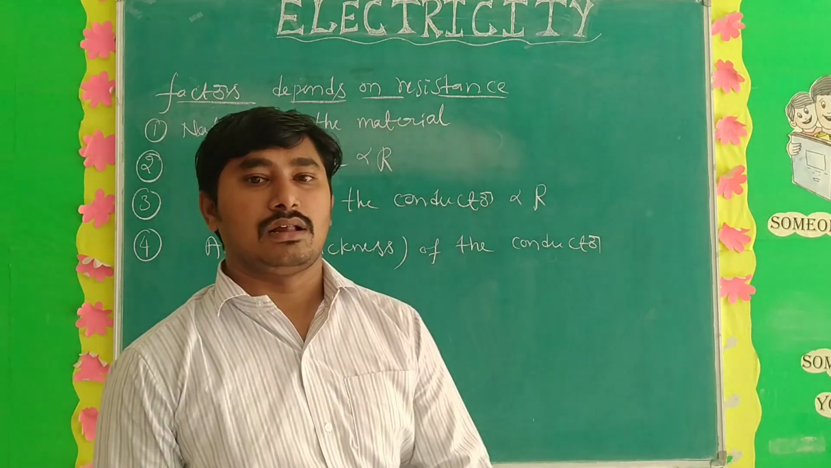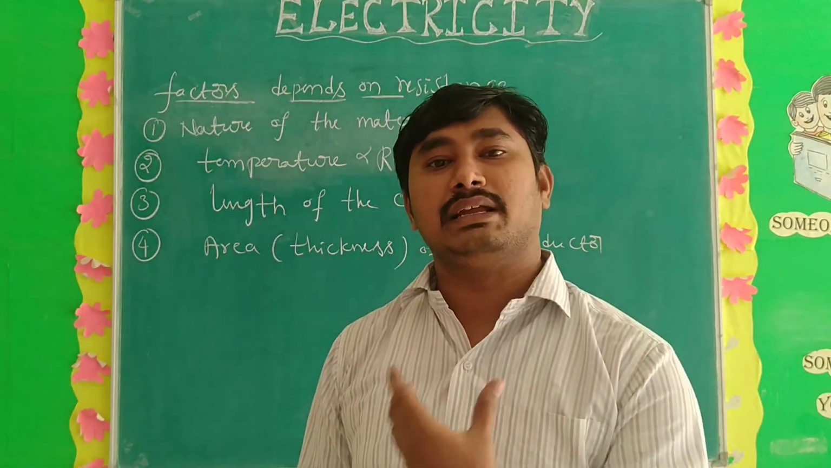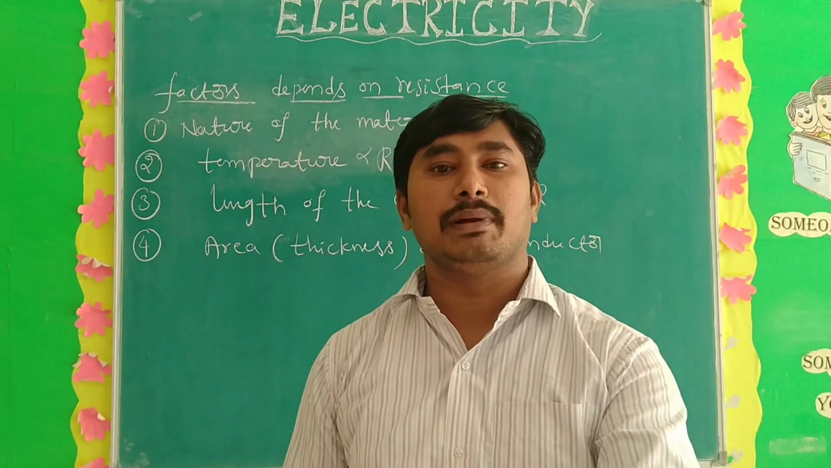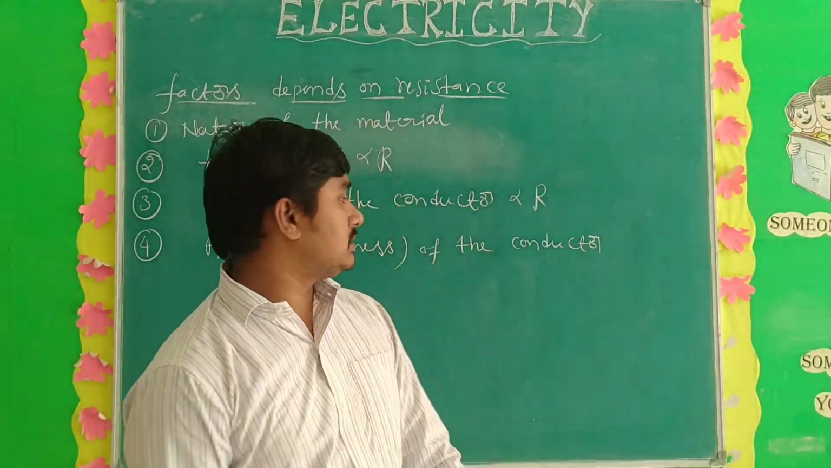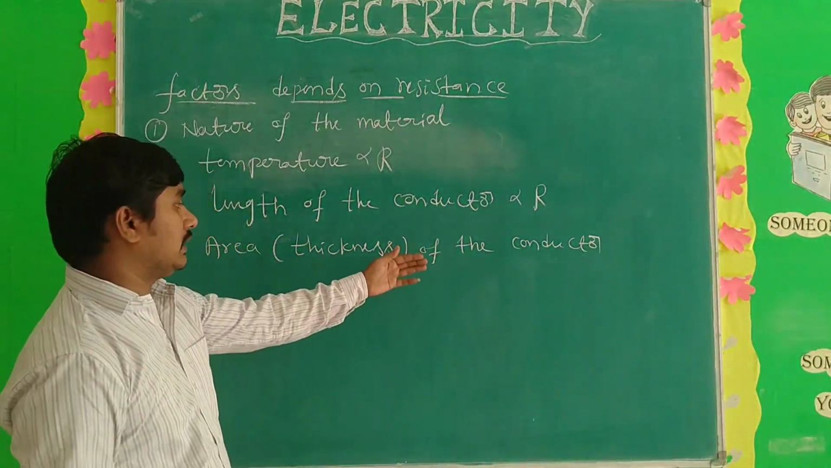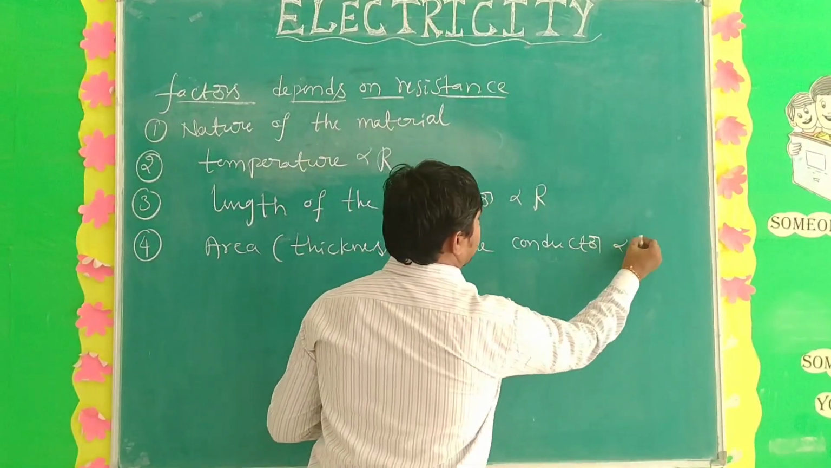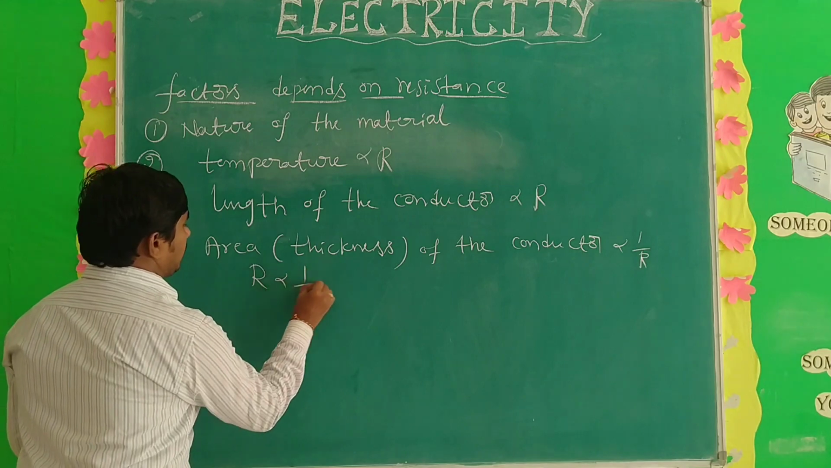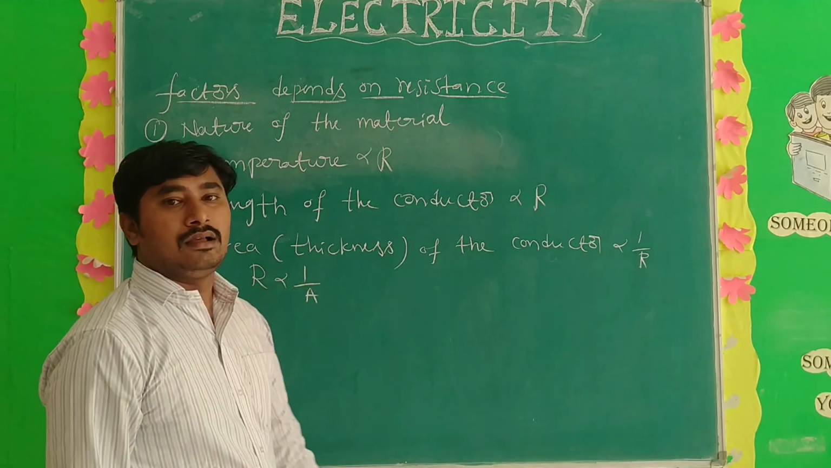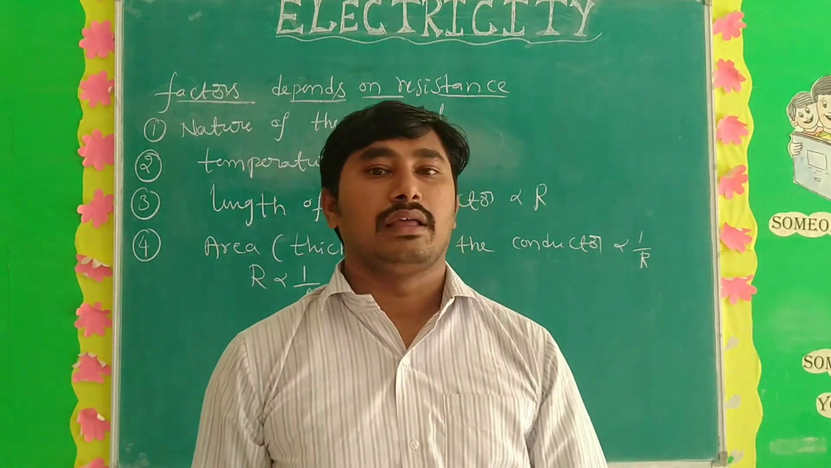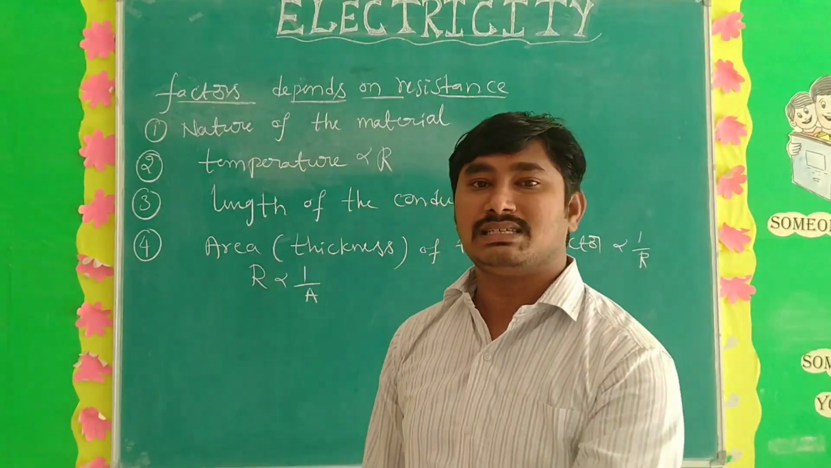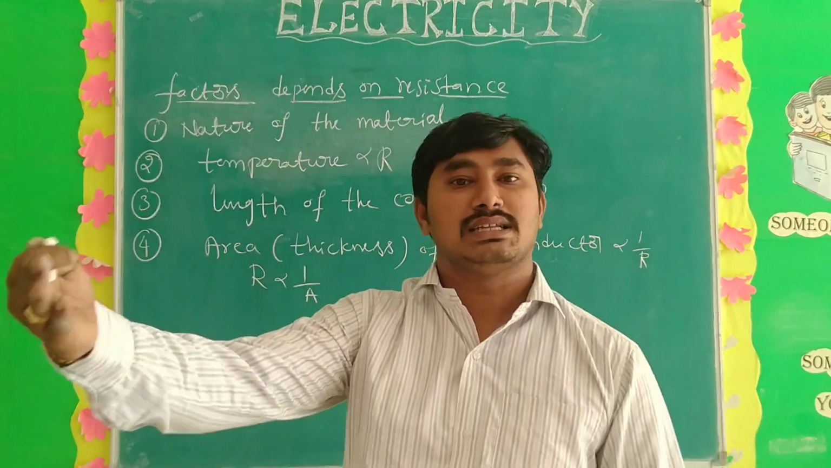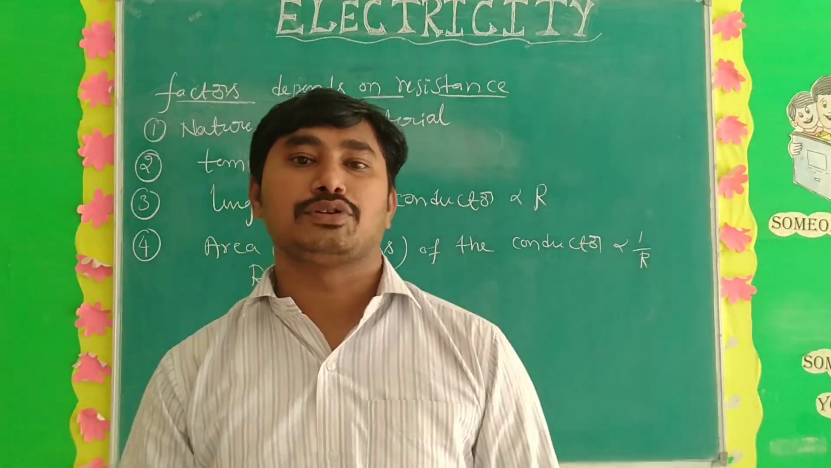The resistance also depends upon the area or thickness of the conductor. When you increase the area or thickness of the conductor, the resistance automatically decreases. This means the area of the conductor is inversely proportional to resistance, that is, R is inversely proportional to area. When you increase the area, the resistance decreases, and when you decrease the area, the resistance increases. Both are inversely proportional.